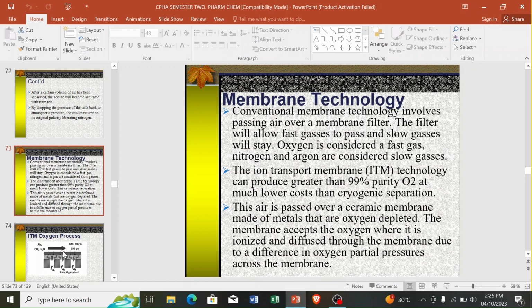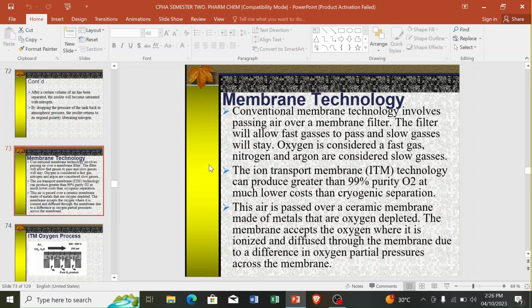We have membrane technology as another method of preparing oxygen. Conventionally, membrane technology involves passing air over a membrane filter. The filter will allow fast gases to pass and slow gases will stay. Oxygen is considered a fast gas. Nitrogen and argon are considered slow gases.